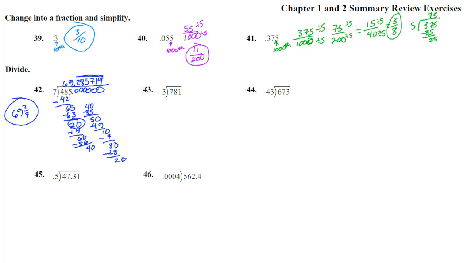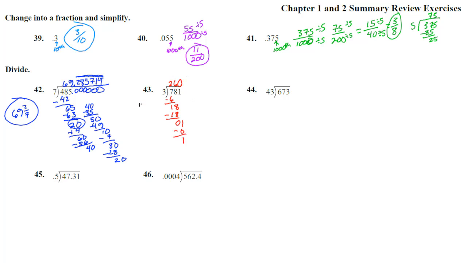Okay. 43. 3 goes into 781. 3 goes into 7. 2 times. 2 times 3 is 6. Subtract. 7 minus 6 is 1. Drop down the 8. 3 goes into 18. 6 times. 6 times 3 is 18. Subtract, and we get a 0. Drop down the 1. 3 goes into 1. 0 times. So 0 times, okay, we didn't need to do that, but okay.